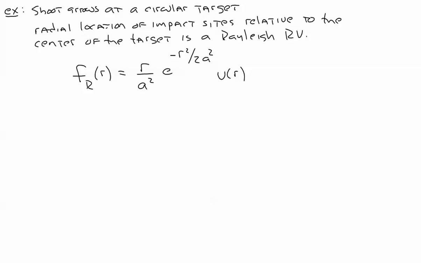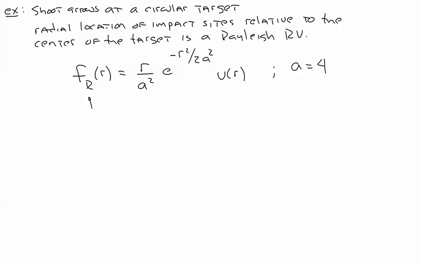And for this particular problem, I'm going to assume that A equals 4. All right, and I guess I should define this. Capital R is my random variable for the location of impact sites relative to the center of the target. So capital R is my random variable.